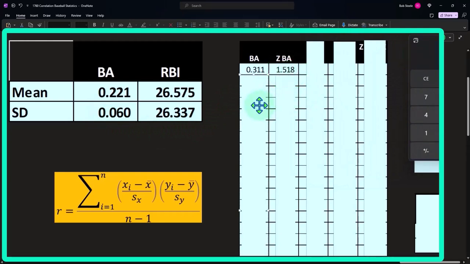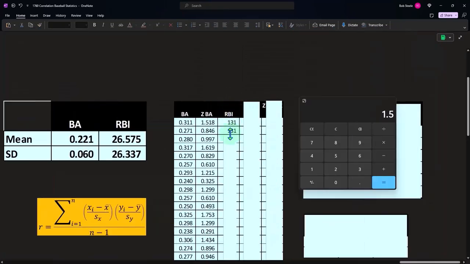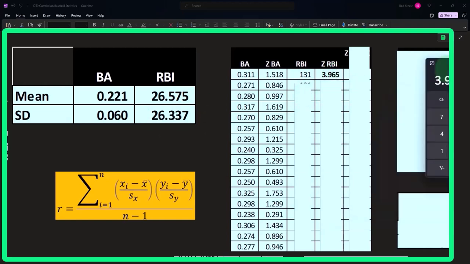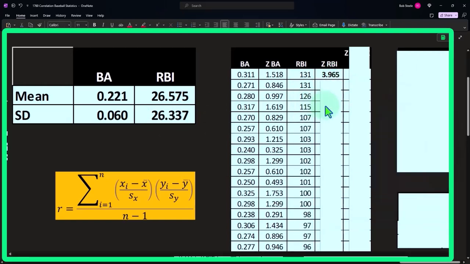We could do that all the way down. We do the same thing for the RBIs, which are absolute numbers here. So now we're going to say, all right, the RBIs are going to be the 131 minus the mean on the RBIs, 26.575, and then take that and divide by the standard deviation, 26.337, gives us about 3.95. We could do that all the way down.